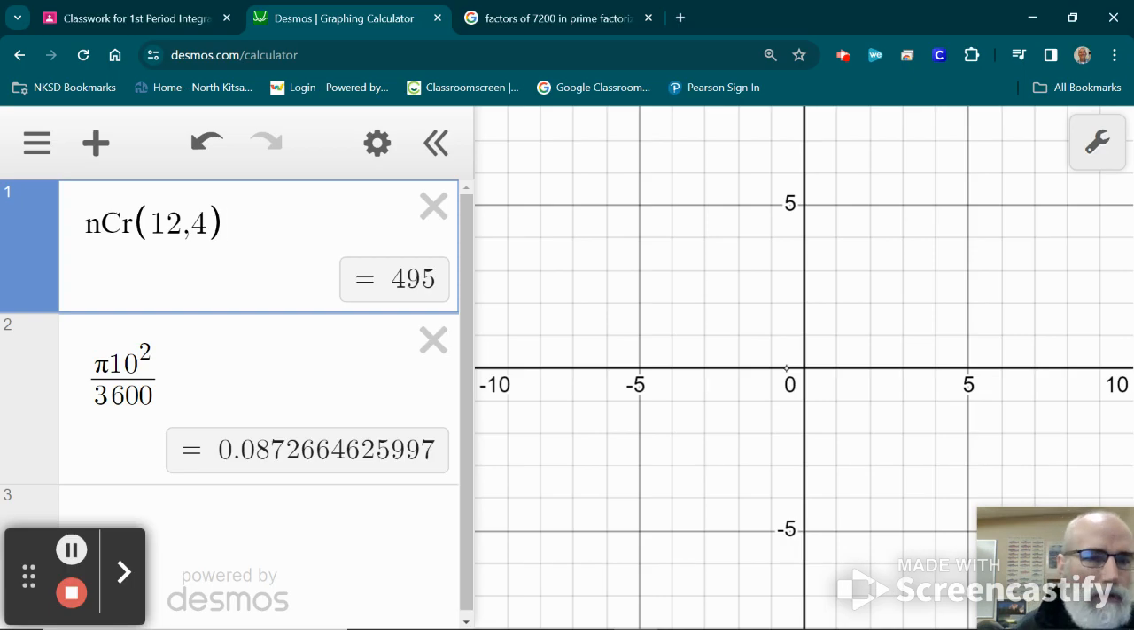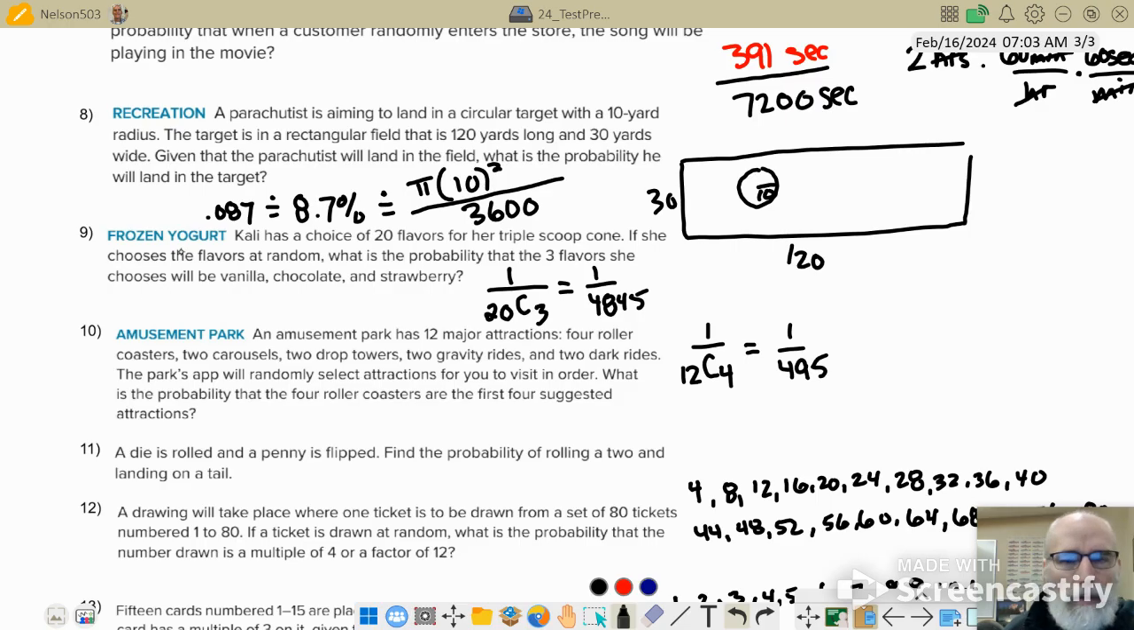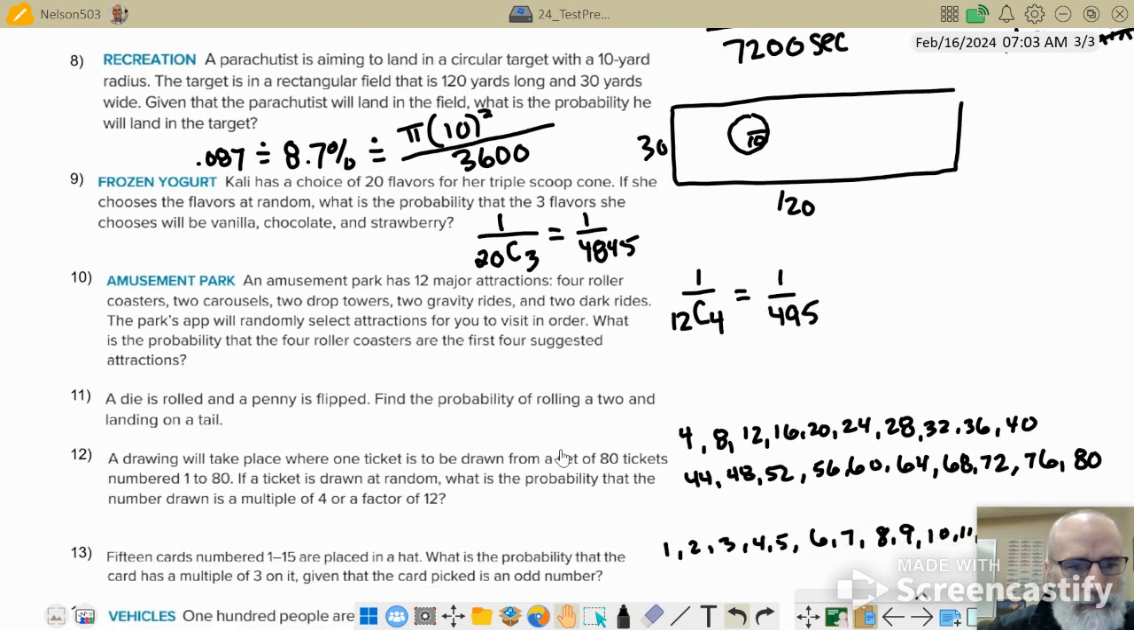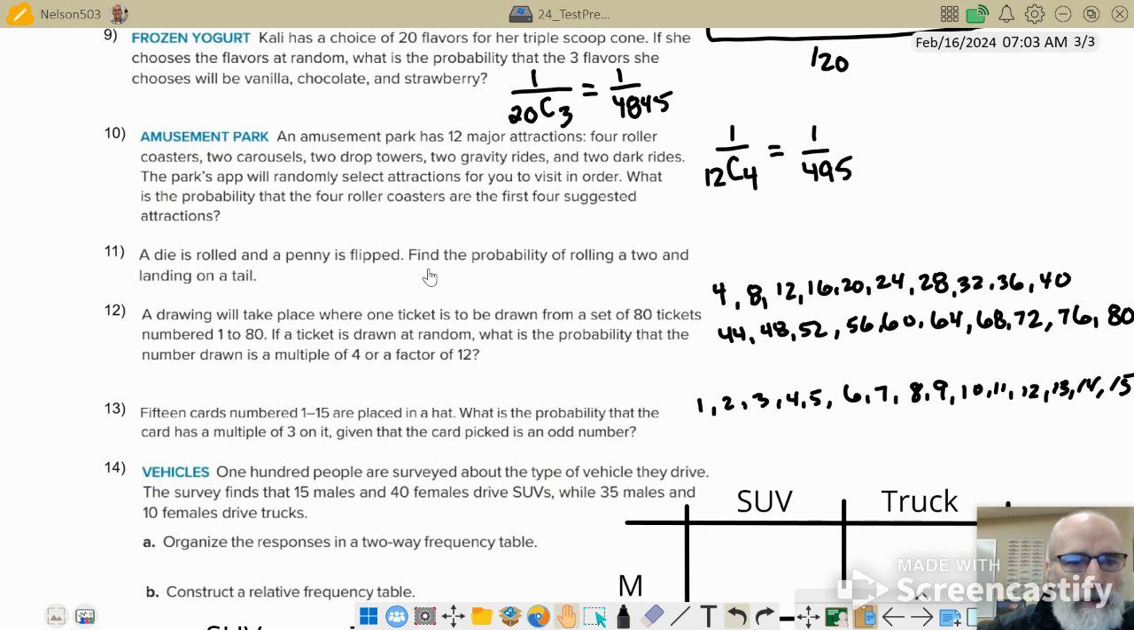So do you see how I'm using choose on my Desmos calculator here? We'll come back to that in class, and we'll talk about, could you have done this one as a permutation, if the order matters. But I don't think the order matters on that one. A die is rolled and a penny is flipped. What's the probability of rolling a 2 and landing on a tail?